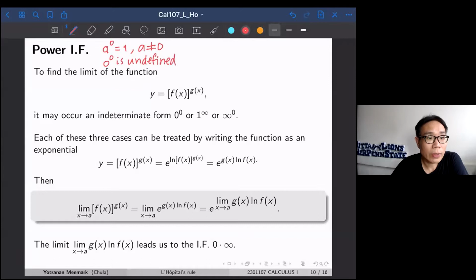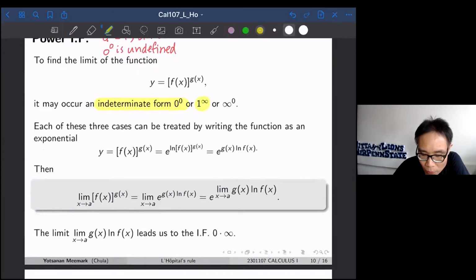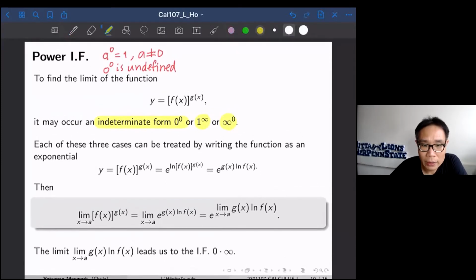This is something you may have been studying in high school, that 0 over 0 turns out to be undefined. However, in L'Hopital, we're going to talk about 0 over 0 as an indeterminate form. So we're going to include 0 to the 0, not 0 over 0, 0 to the 0, as an indeterminate form, together with the other ones, which are 1 to the infinity and infinity to the 0. I will explain why these two are indeterminate forms.